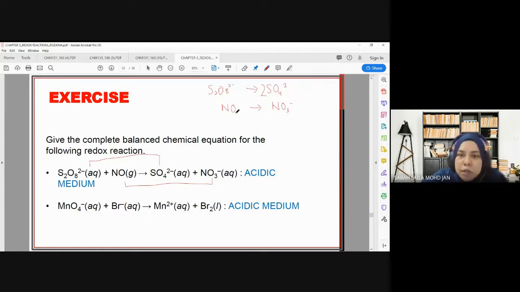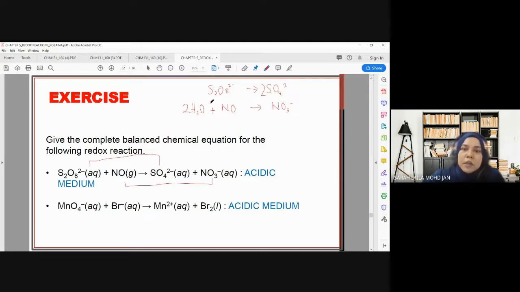So here 1, you have 3. So you have to put H2O on the side that doesn't have enough oxygen. So how many O? 3 minus 1, you have to put 2. 2 oxygen. So now 2 plus 1, you have 3 oxygen on the left side, and you also have 3 oxygen on the right side.